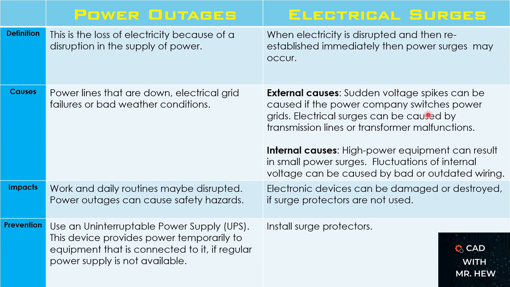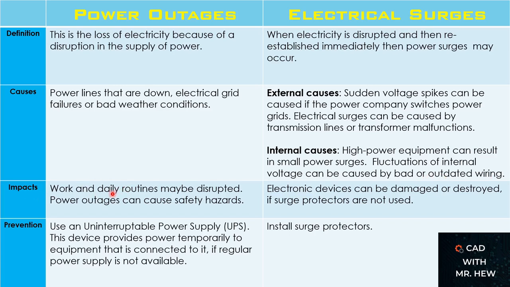Electrical surges can be caused by transmission lines or transformer malfunctions. Let's look at the internal causes. High power equipment such as refrigerators and freezers that use a lot of electrical power can result in small power surges. Fluctuations of internal voltage can be caused by bad or outdated wiring.